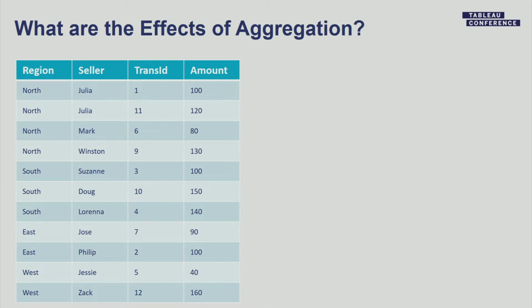To get us started, I'm going to introduce an overly simplified sales table. We have 4 columns in the sales table: the region the sale was made in, the seller who brokered the sale, the transaction ID of the sale, and the amount the sale was for. Each row in this table represents a single transaction. So we would say this table is at the transaction level of detail.